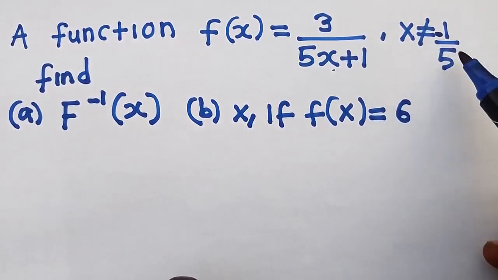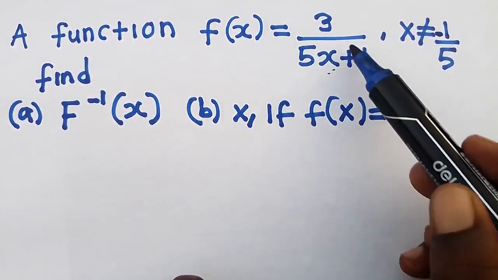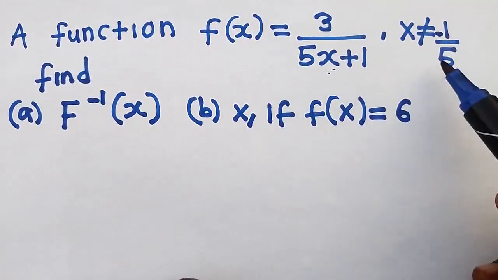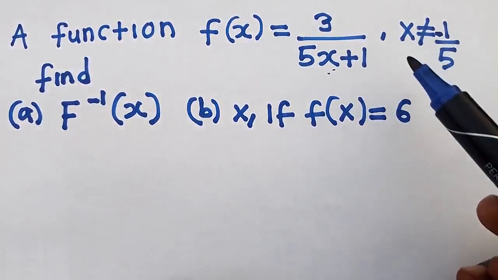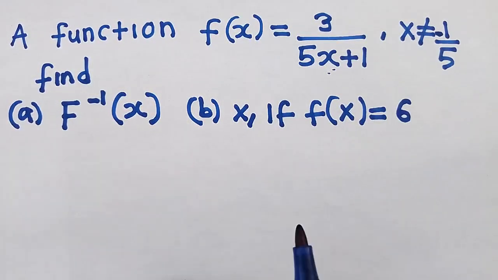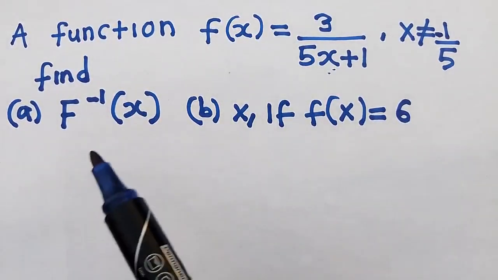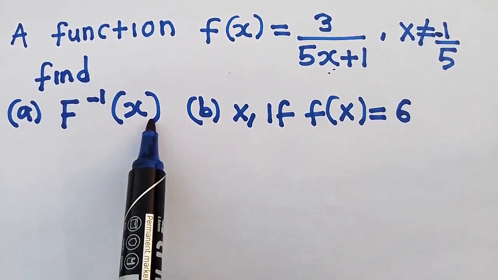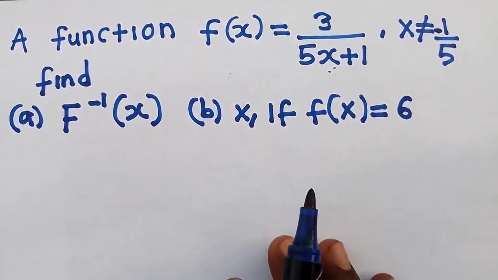Why have they said this? If we put negative 1 over 5 here, we are going to have a denominator of 0. But even if you don't understand this, you can still answer this question, as long as you know the principles that you are using. So what is the first question saying? The first question is saying find f inverse of x. We want to find f inverse of x, so we are going to start with a.